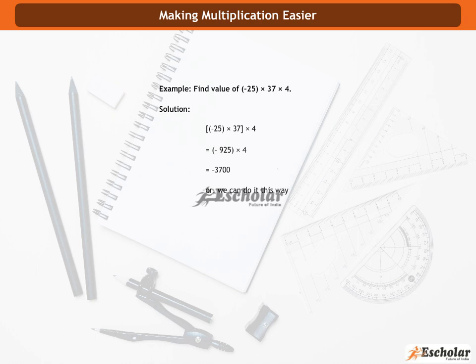Or we can do it this way. -25 × 37 × 4 is equal to -25 × 4 × 37, which is equal to -100 × 37, which makes it -3700. We get -3700, which is the easier way. Obviously, the second way is easier because multiplication of -25 and 4 gives 100, which is easier to multiply with 37.